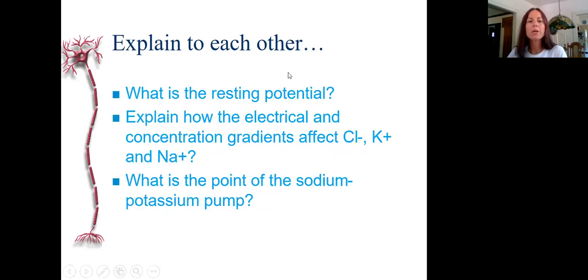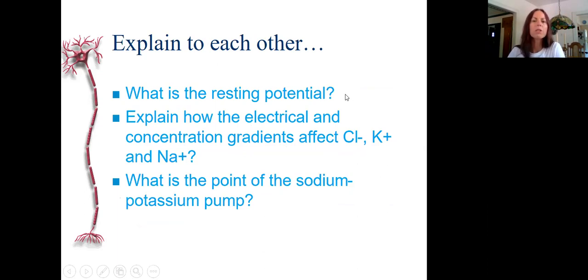Okay. So I want you to think, can you explain this? What is the resting potential? What are the constants? How do the concentration and electrical gradients affect each one of these? And I want you to be able to explain that. And then what's the point of the sodium-potassium pump? So let's just go through these.